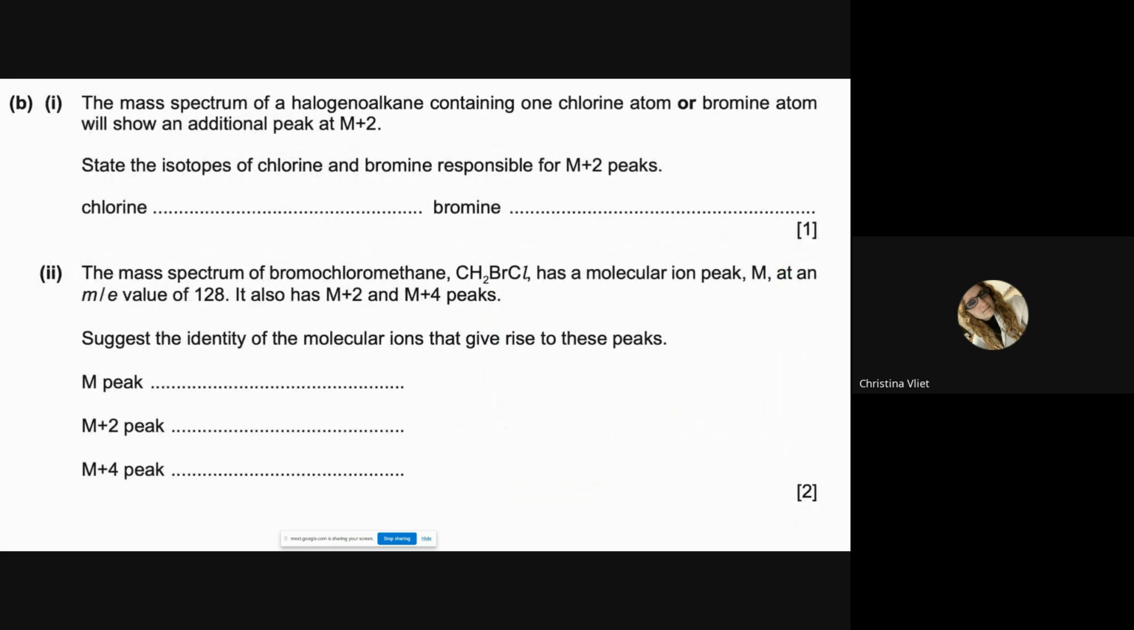All right, so just to take a look, and this is from paper 4, but like I said, this used to be a paper 4 standard, so that's where some of these practice questions are from. Mass spectrum of a halogen alkane containing 1 chlorine or bromine will show an additional peak. What are the isotopes of chlorine and bromine responsible for these peaks? So they're asking, what is the heavier version of chlorine? What is it?